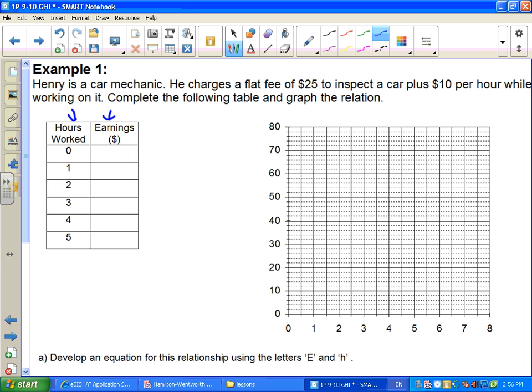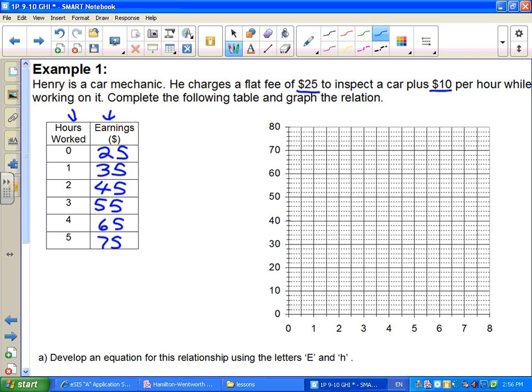Well, he charges this $25 no matter how many hours he works on it. So just to take a look at the car, once you drive it into his shop and he looks at it, he's charging you $25. If he works for 1 hour on it, he's going to charge you that $25 plus an additional $10 for that hour. So that'll be a total of $35. And each additional hour that he works, we have to add on another $10. So 2 hours will be $45, 3 hours will be $55, 65, 75. So you can see the pattern there.